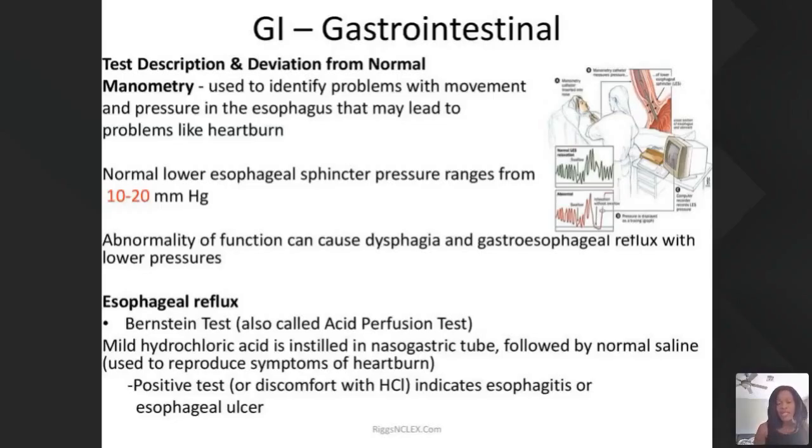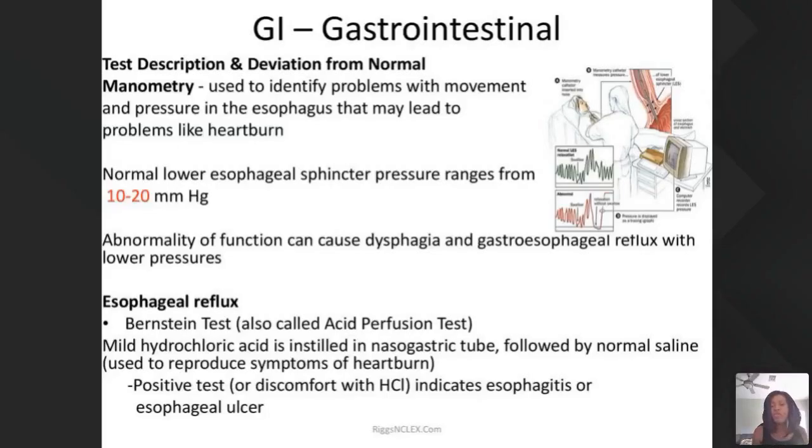You probably forgot about these tests again. I warned you about that from the beginning because we did them such a long time ago. And not only that, some schools neglect to even really do them in depth. The Bernstein test is also called an acid perfusion test. We use hydrochloric acid via the nasogastric tube. You saw the nasogastric tube earlier. And then we put normal saline.